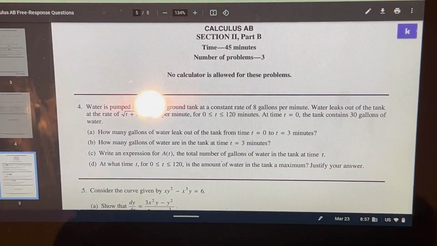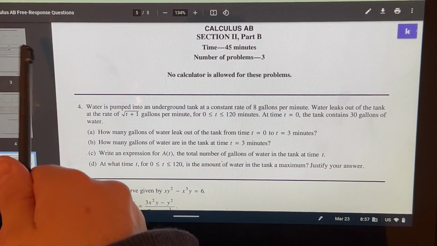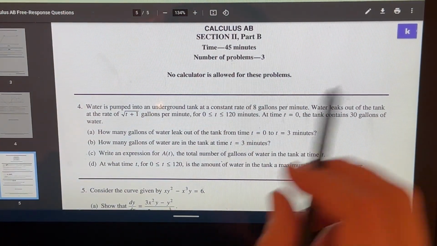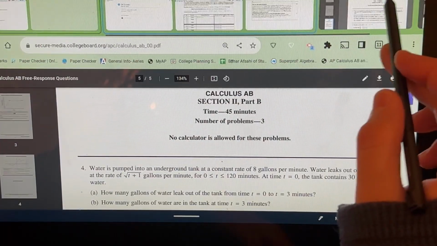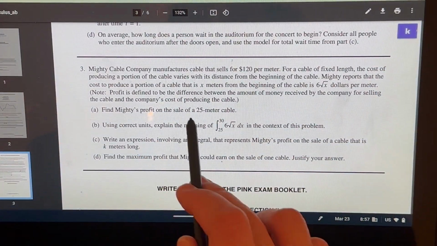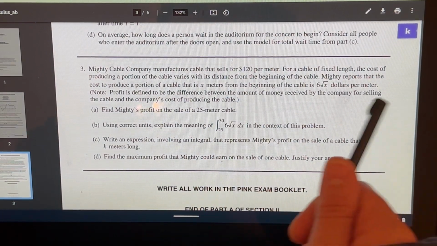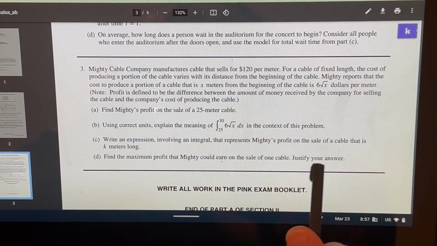If you guys still need more help with accumulation and rates, I would recommend checking out the 2000s AB FRQ question 4 and also the 2009 AB FRQ question 3. These are challenging and difficult problems that work with accumulation of rates and the representation of integrating a rate of change.